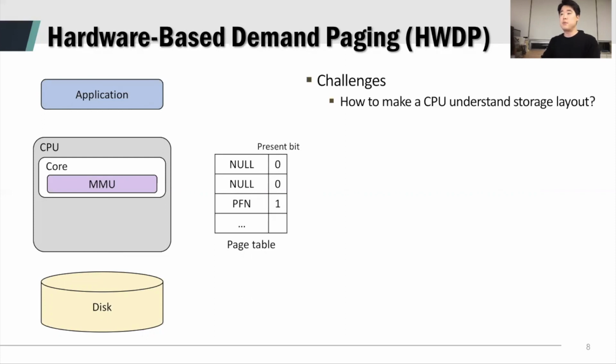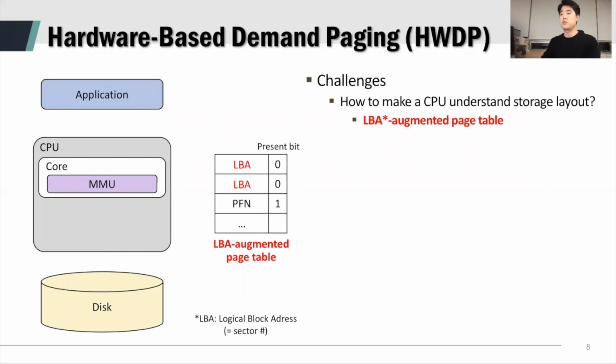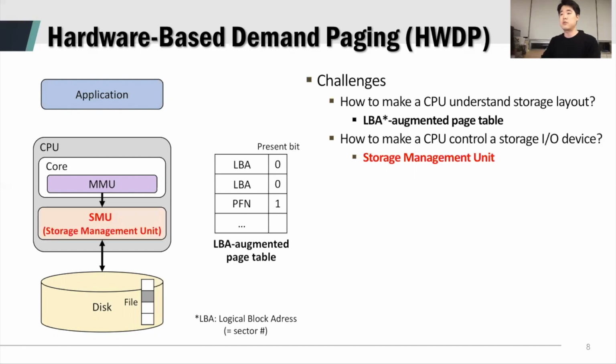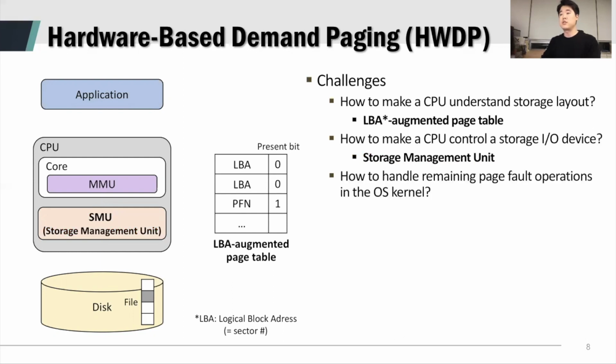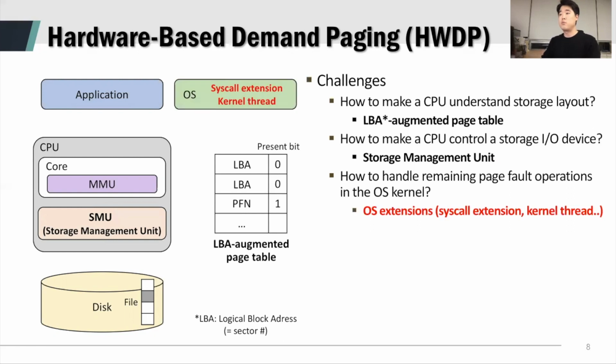First, since the CPU doesn't know the storage layout, we expose the storage layout to the CPU via an LBA augmented page table. Here, LBA is a logical block address, which means the sector number of the page in the disk, and the location in the file can be specified with LBA. Second, the CPU needs a method to directly access the device, and we have provided this by introducing a new architectural component called the Storage Management Unit. Finally, we need to handle operations that cannot be handled by the CPU, and we propose OS support for hardware-based demand paging by extending system calls and using kernel threads.